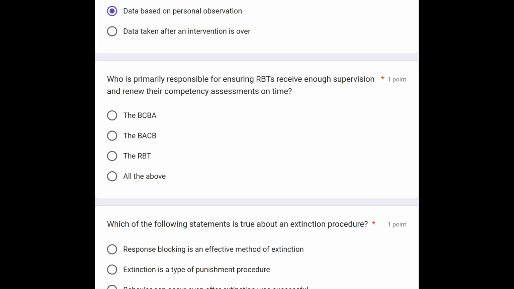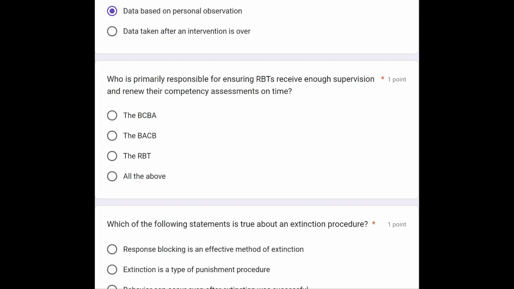It is not. They need to be sure your supervision is adequate, that you're providing good services, but it's not their responsibility to make sure you do everything necessary to maintain your status as an RBT. What about the BACB? It's definitely not the BACB, right? They're not responsible at all, really, for what happens in your own practice. You have to submit all these documents to them, and they have to continue to approve them, but they're not responsible for ensuring you get them done.